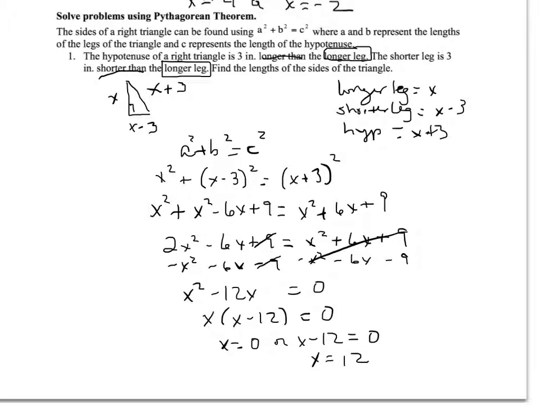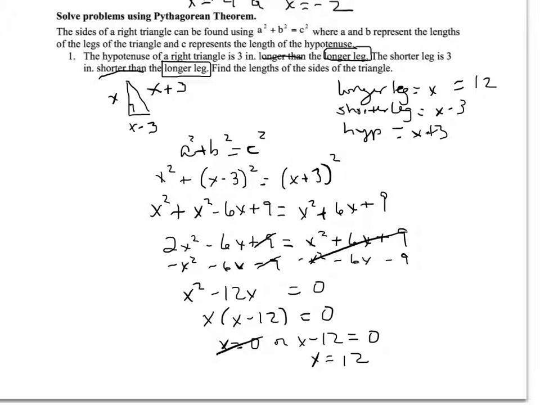Now, remember what you're looking for: sides of a triangle. Would it make sense that if I had a side that was 0 in length, I have a triangle? Obviously not. This is not a logical solution. It was a possible answer, but it doesn't make sense in the problem. Therefore, x must equal 12. So if I come back to the original way I defined my variables, that longer leg was x, so it's going to have a length of 12.